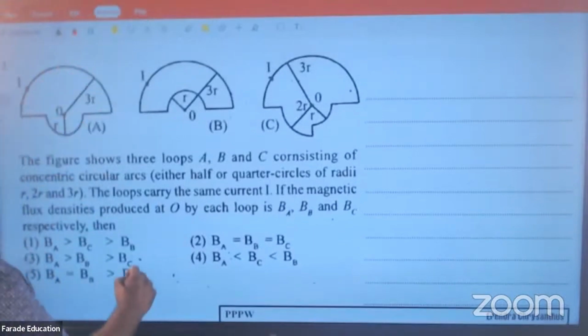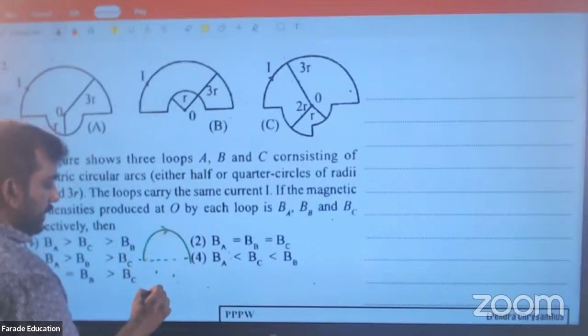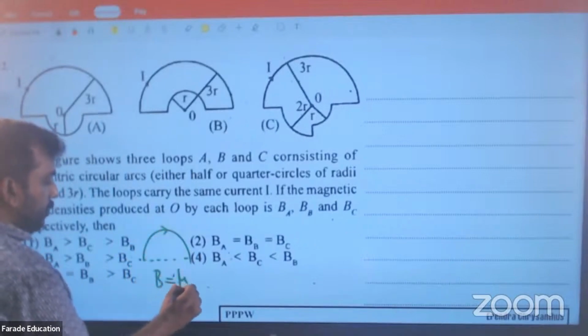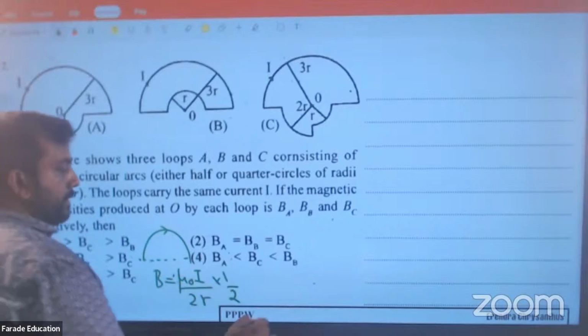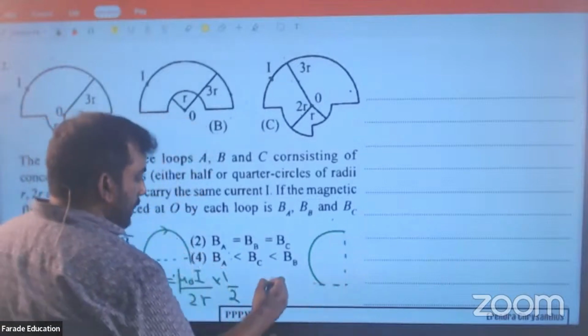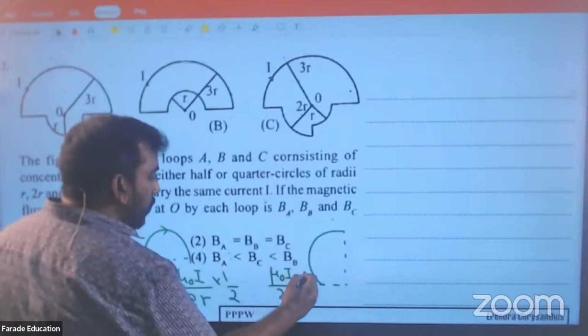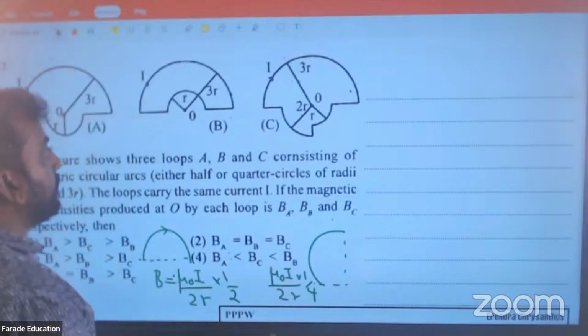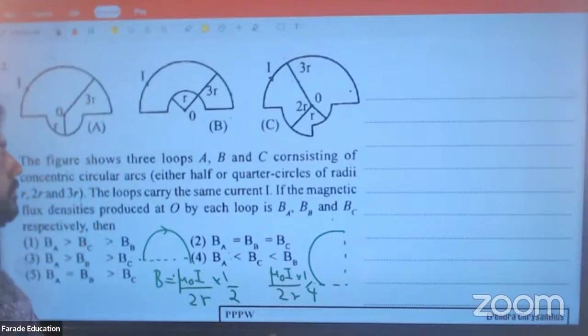Now all of us know if it's half a loop, magnetic field strength is mu naught I divided by 2R times half. If it is quarter loop, mu naught I divided by 2R is the full circle. Quarter means multiply by quarter. So here we have a half, here we have a half.